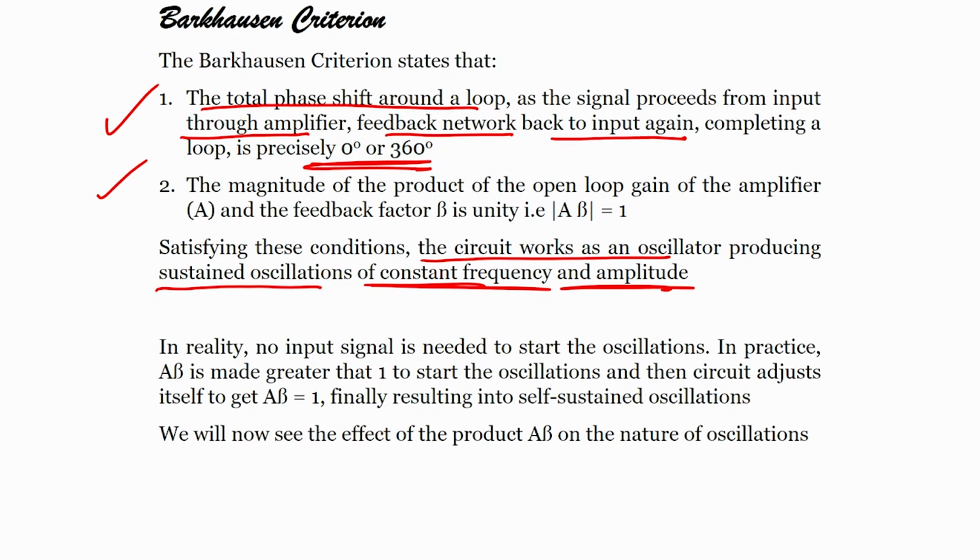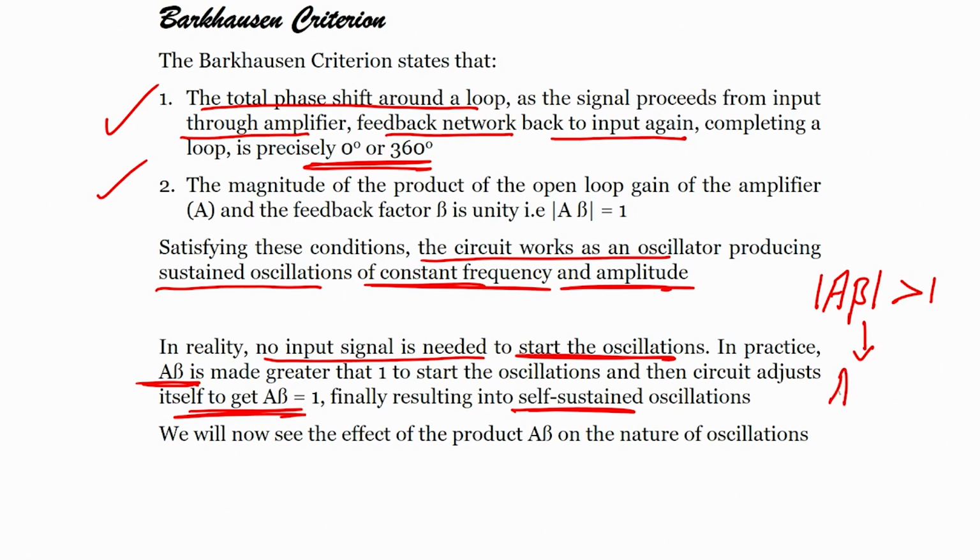In reality, no input signal is needed to start the oscillation. In practice, A beta is made slightly greater than 1 to start the oscillation, and then it adjusts itself to equal 1, finally resulting in a sustained or self-sustained oscillation. So, ideally there is no input required, but in practice we will have A into beta slightly greater than 1, and once the oscillation starts, A into beta becomes equal to 1.